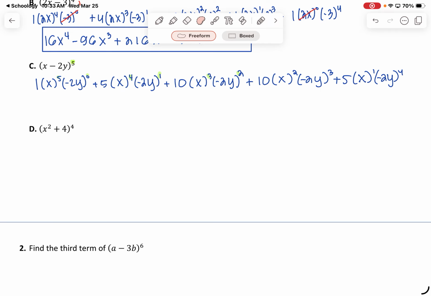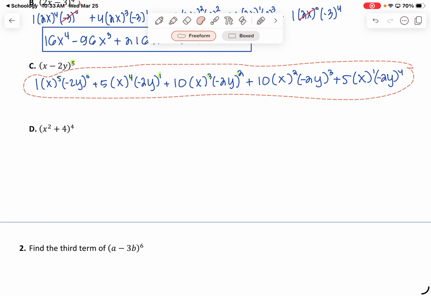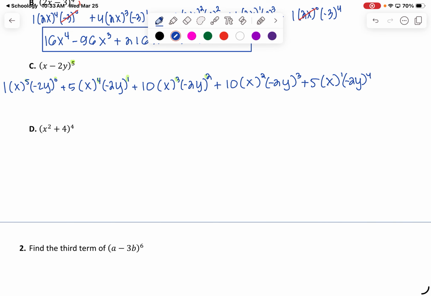I'm running out of room here, so let me move this over. There we go. And then we have plus 1, x to the 0, which I don't need to write, negative 2y to the 5th power. Okay, now let's expand this. I'm going to first cross off anything that's 1. That's 1, and that's 1. And maybe not write it down in the future. Who knows? All right, so this is x to the 5th, and then I have 5 times x to the 4th times negative 2y to the 1st. That's negative 10 x to the 4th, y to the 1st, right?